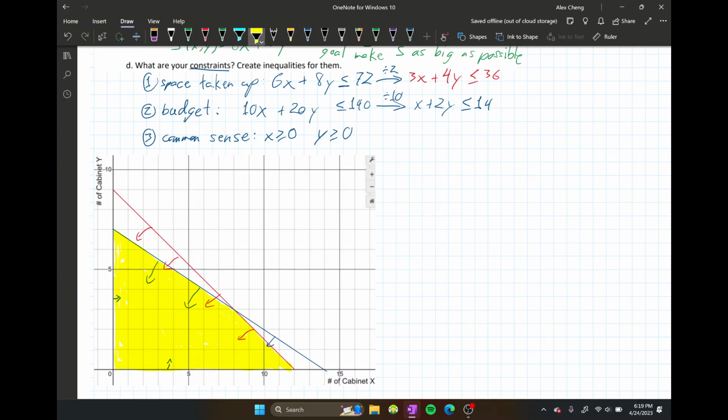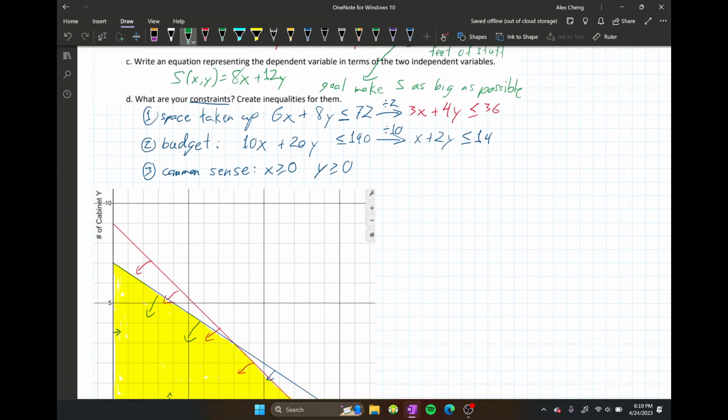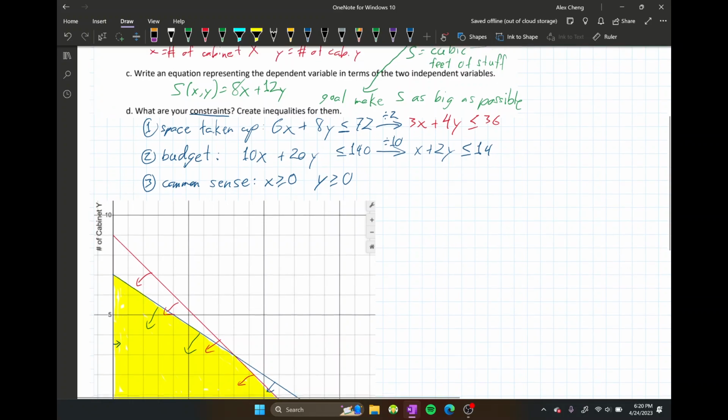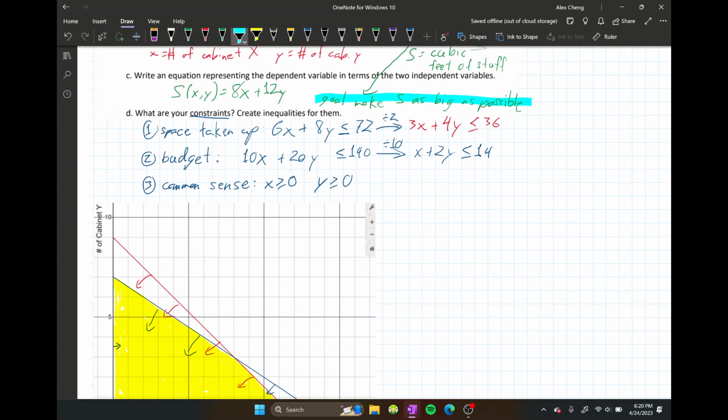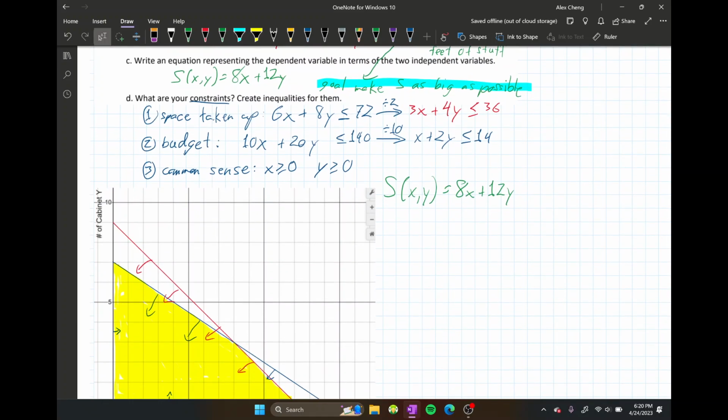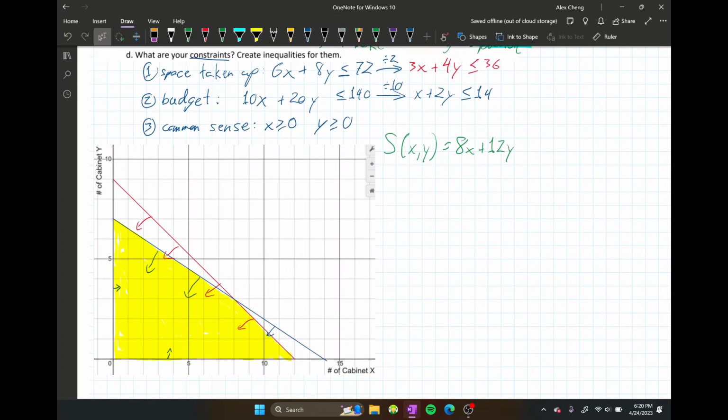There's more to the question, but I don't remember exactly what order the questions are asked. Again, our goal is to make this number as big as possible. I'm just going to remind ourselves that s, which is a function of x and y, is 8x plus 12y. This is a 3-variable equation, so it'd be really awkward to draw. We would need to draw in 3 dimensions, which I won't go into in this video.